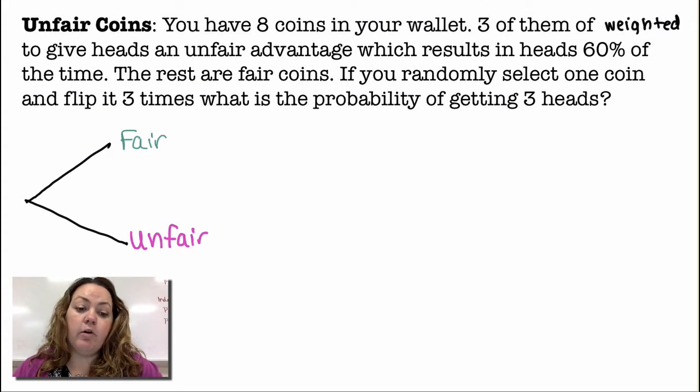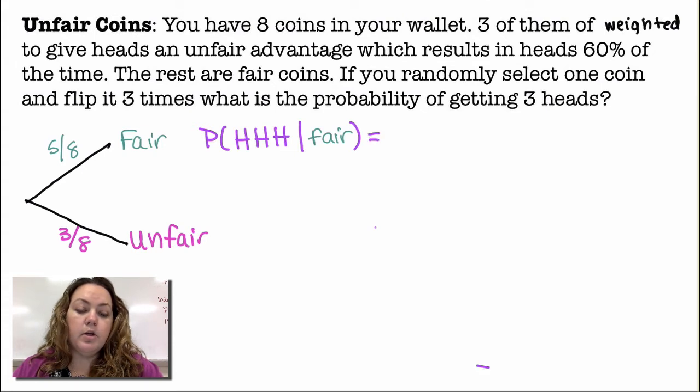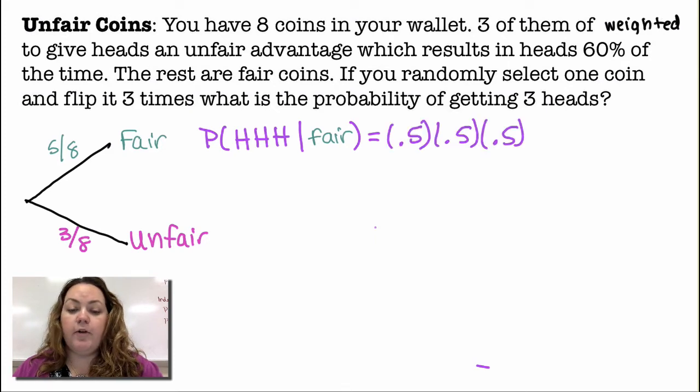So we have either a fair coin or an unfair coin. 3 out of the 8 coins are unfair, they're weighted. So 5 out of the 8 coins are fair. Then my options are either heads or tails. The probability of getting a heads, then a heads, then a heads for a fair coin would be 0.5 times 0.5 times 0.5, because they're only asking me about getting 3 heads in a row. So I'm not going to go through all of my combinations for 3 coins because that would be a lot. But if it's fair, you have a 50-50 chance.